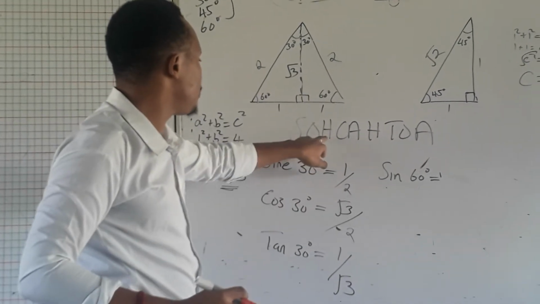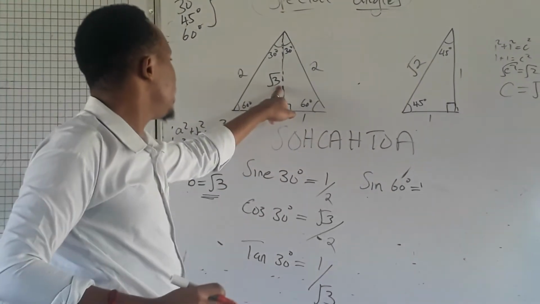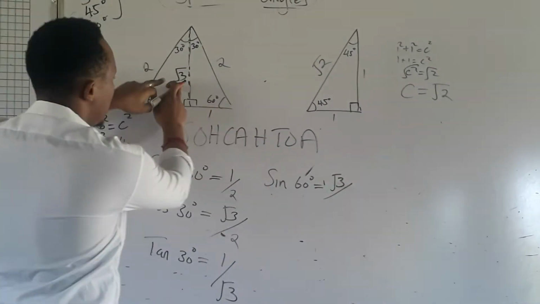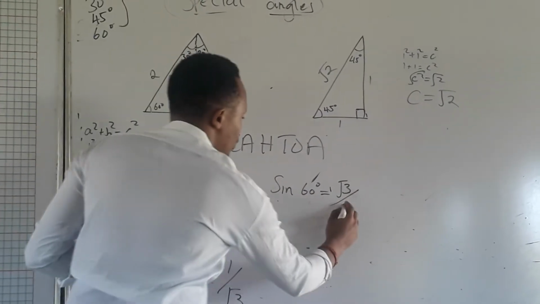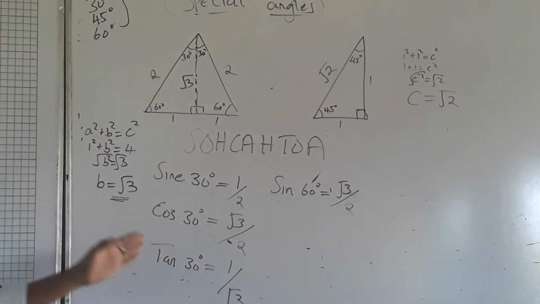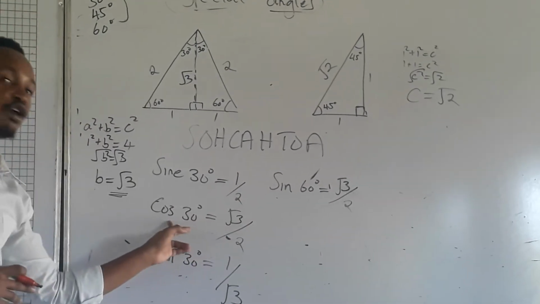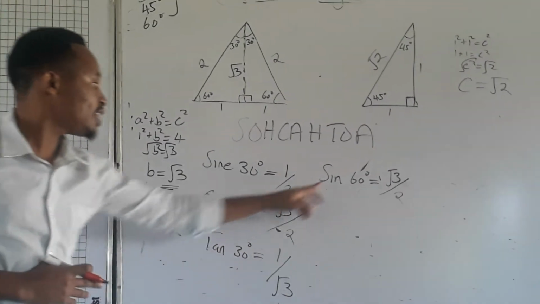So sine is opposite over hypotenuse. So the opposite is root 3 over the hypotenuse, which is 2. Are you together? Yes. So you can note that sine 60 degrees is equal to cosine 30 degrees. You know that they are the same?